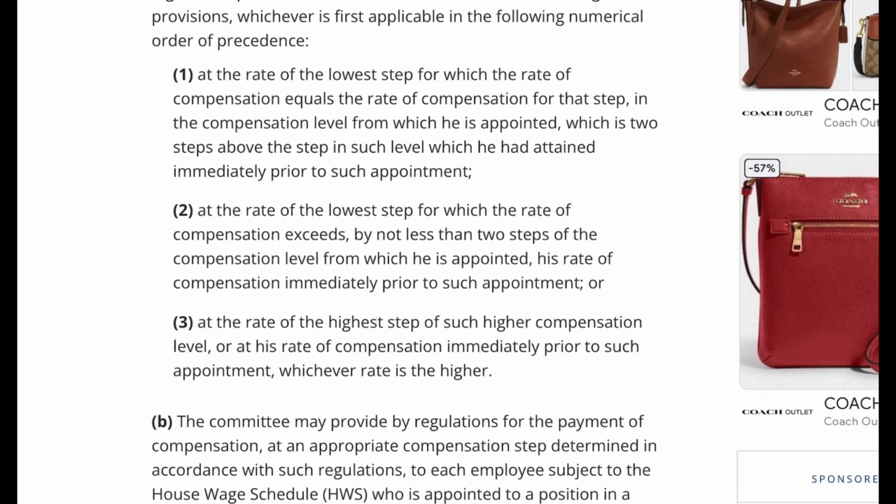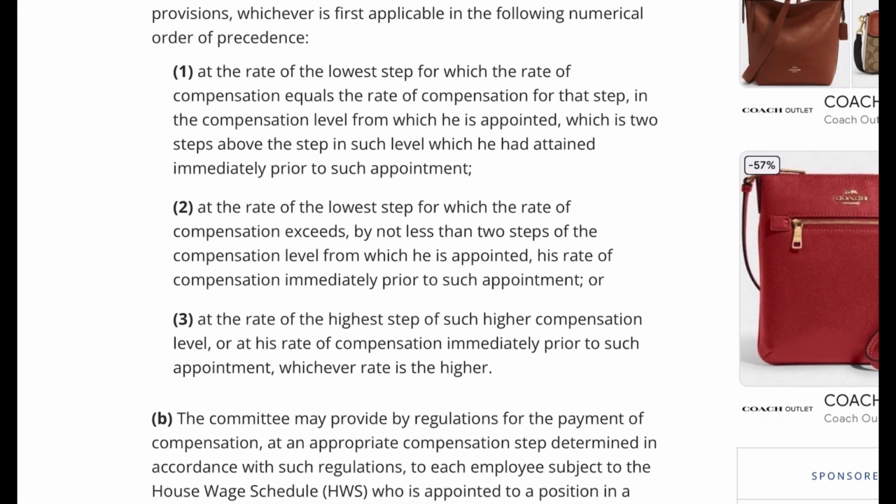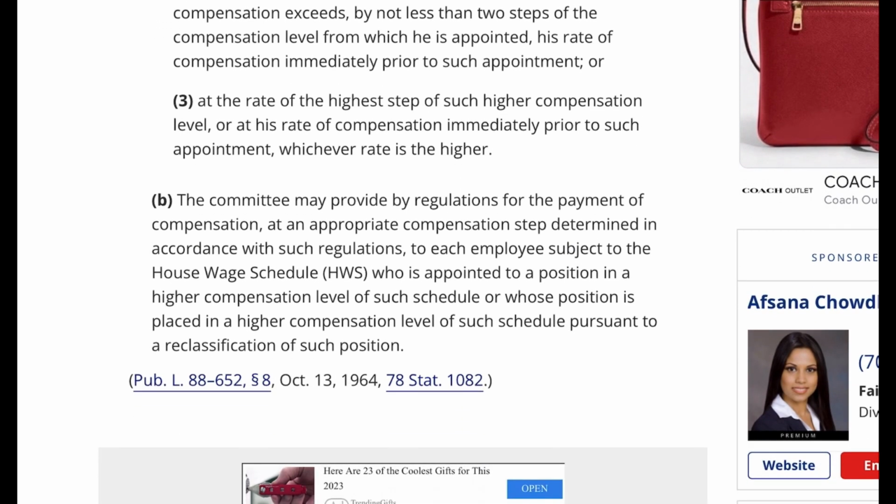2. At the rate of the lowest step for which the rate of compensation exceeds, by not less than 2 steps of the compensation level from which he is appointed, his rate of compensation immediately prior to such appointment, or 3. At the rate of the highest step of such higher compensation level, or at his rate of compensation immediately prior to such appointment, whichever rate is the higher. B. The committee may provide by regulations for the payment of compensation, at an appropriate compensation step determined in accordance with such regulations, to each employee subject to the House wage schedule, HWS, who is appointed to a position in a higher compensation level of such schedule or whose position is placed in a higher compensation level of such schedule pursuant to a reclassification of such position.